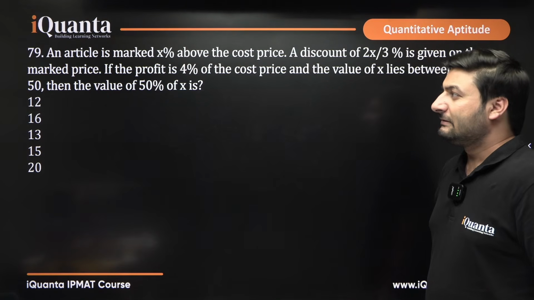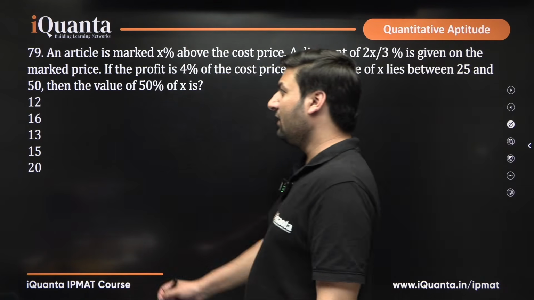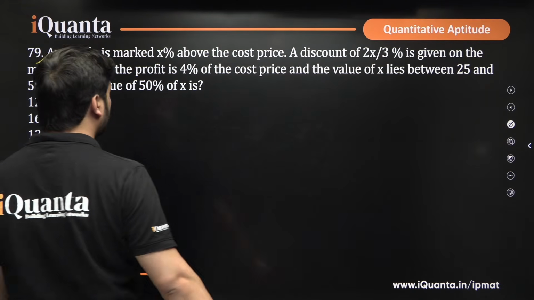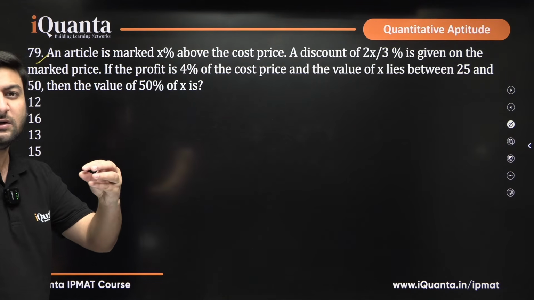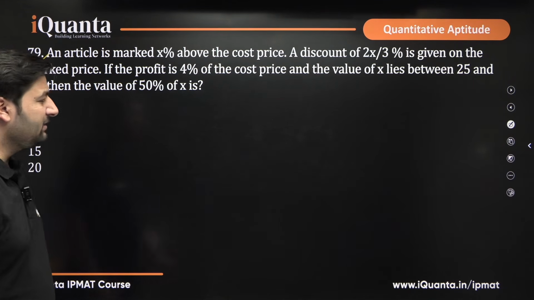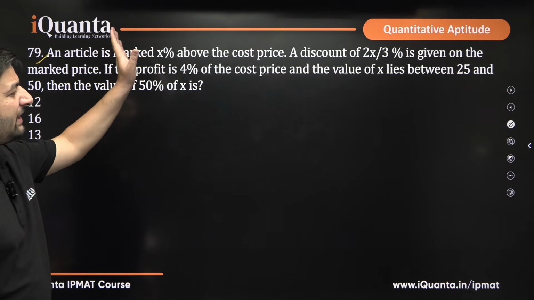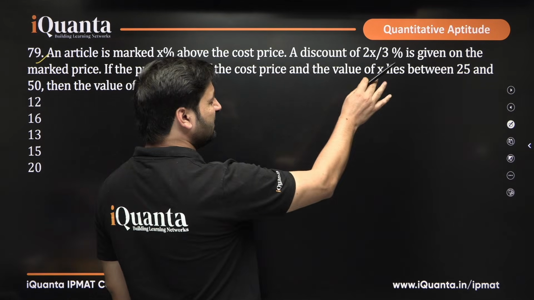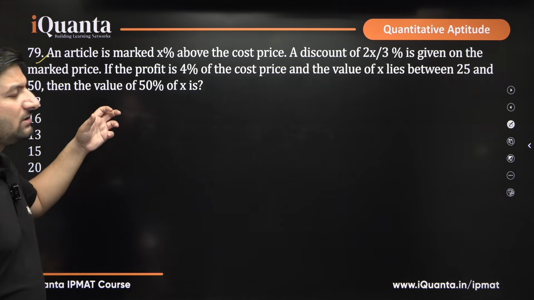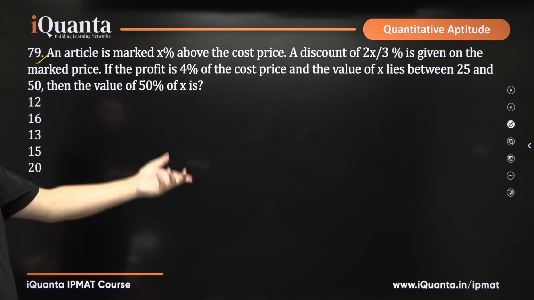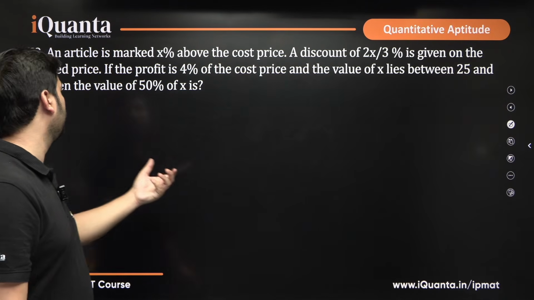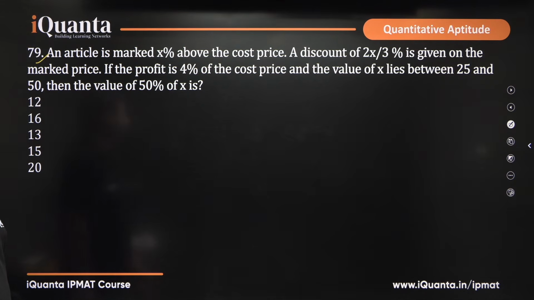I gave you this particular question as homework. I hope you attempted it. An article is marked X% above the cost price. So you know that when you increase cost price by some amount, that is called mark price, isn't it? So you marked up the CP by X%, a discount of 2x by 3% is given on the mark price. When you give discount on mark price, it becomes the selling price. If the profit is 4% of the cost price and the value of X lies between 25 and 50, then the value of 50% of X is.